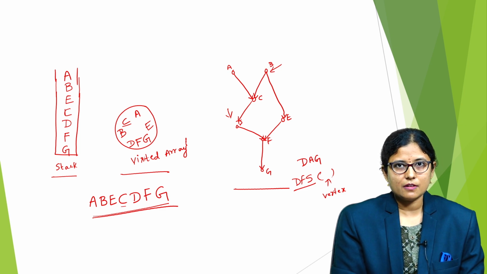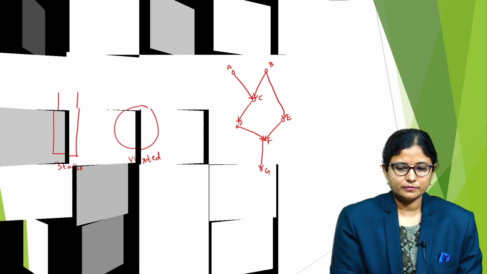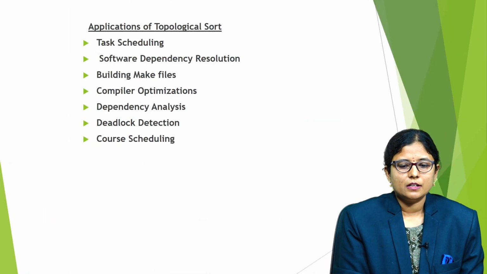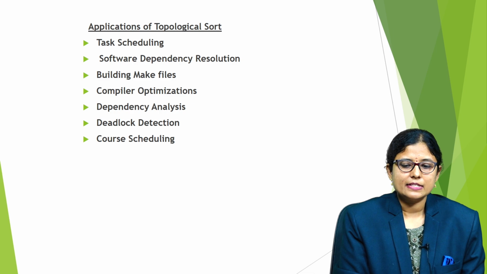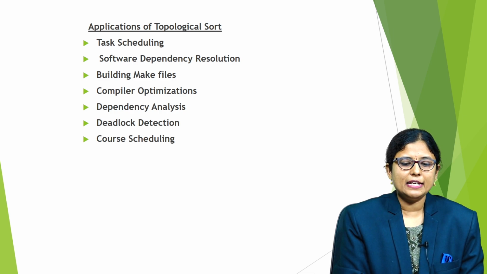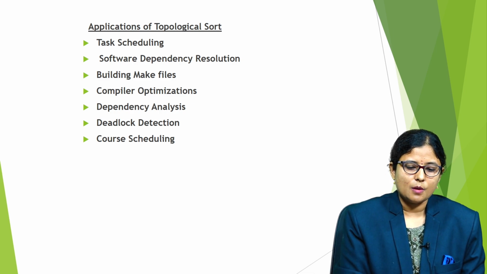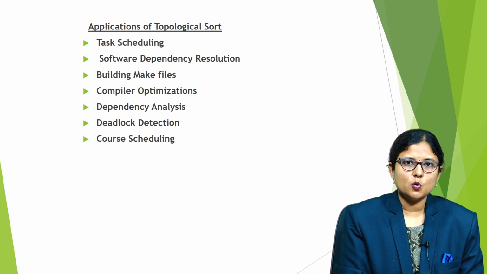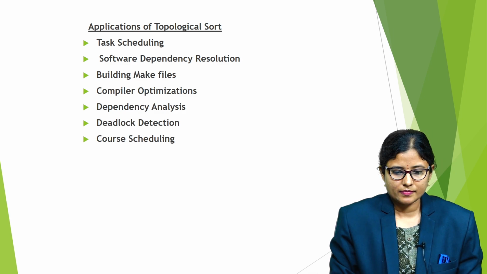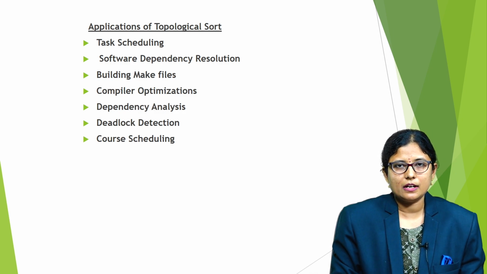What are the applications of the topological ordering? Topological ordering can be used in task scheduling, software dependency resolution, building makefiles, compiler optimizations, dependency analysis, deadlock detection, course scheduling, etc. So, this is all about the topological sorting.